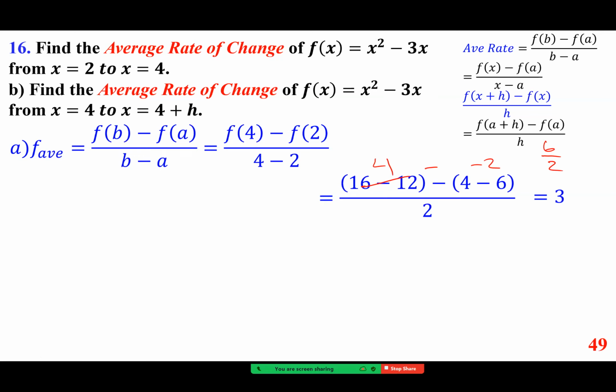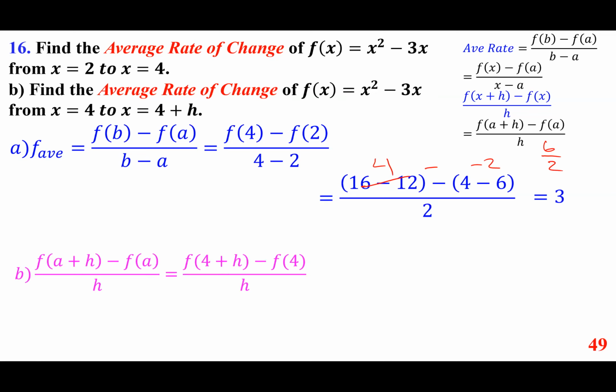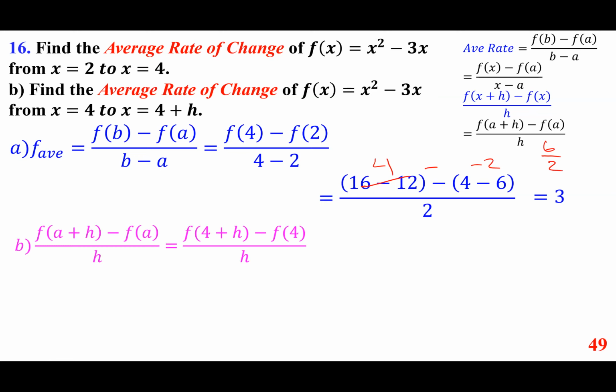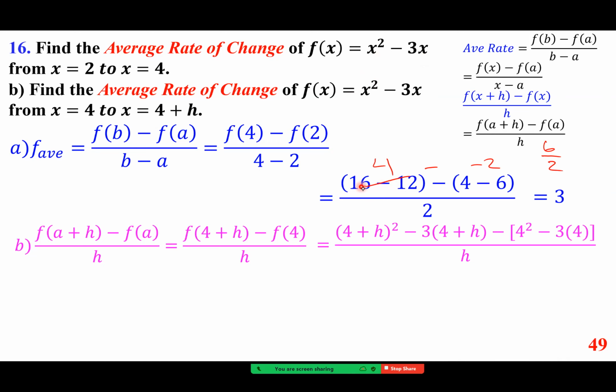The second part is from 4 to 4 plus h. First, we're going to plug in 4 plus h, which means 4 plus h squared minus 3 times 4 plus h, and minus f of 4. You can use that or just evaluate it again. We've already done this, f of 4.